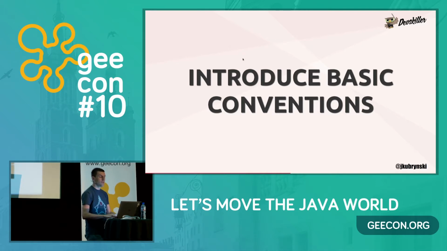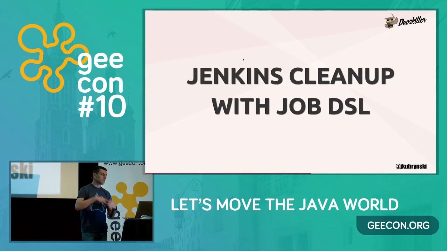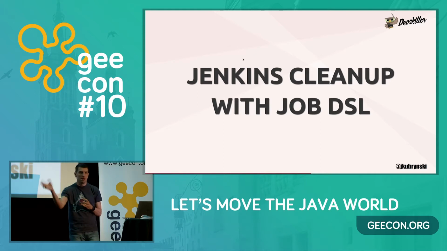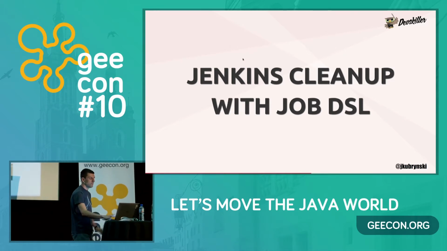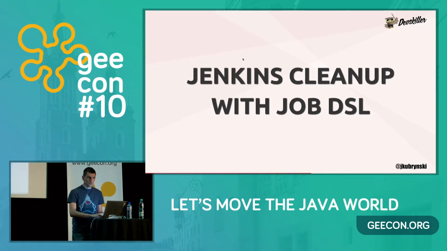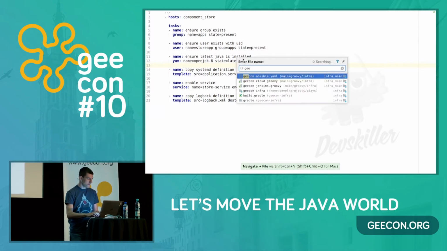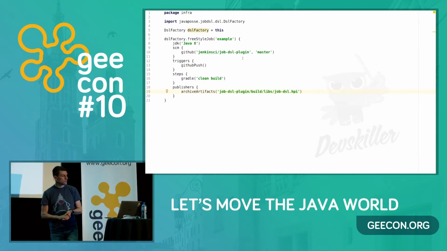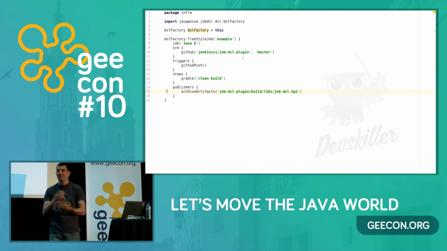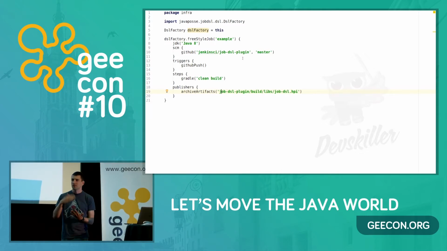So the idea is to start with basic conventions. And the first thing you should do is to clean up your Jenkins or some other CI tool with Job DSL. Job DSL is the first tool that we'll see today. So how does it look? It's a sample of the Job DSL. Job DSL is a DSL written in Groovy to automate creation of the Jenkins pipelines, builds, artifacts, etc.